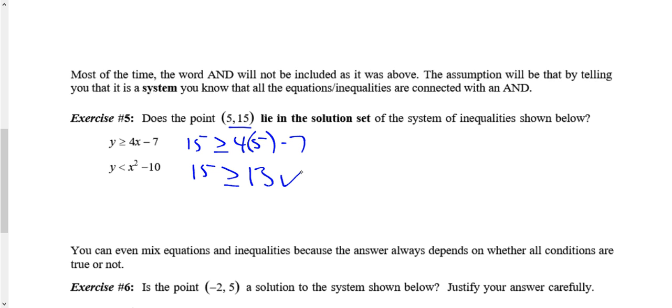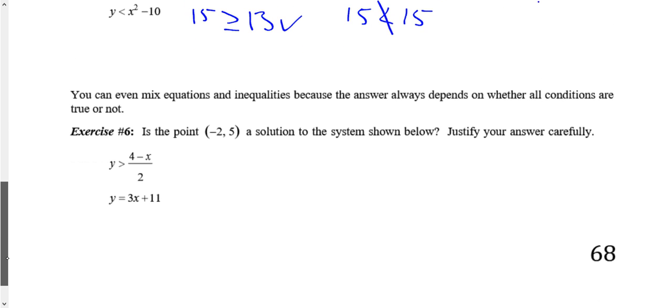Let's put it in the second one and see. So it's 15 less than 5 squared minus 10. What's 5 squared, everybody? What's 25 minus 10? Okay, is this a solution to the system? No, 15 is not less than 15. So this is not the case. So no. All right? If there was a less than or equal to sign, we'd be fine, right? Okay? All right, last little section here.